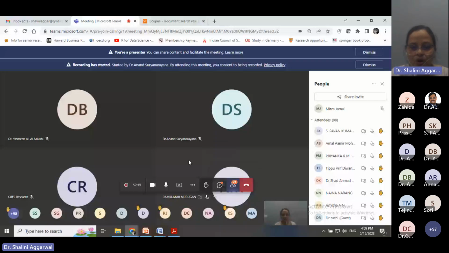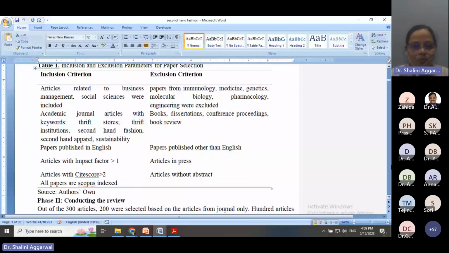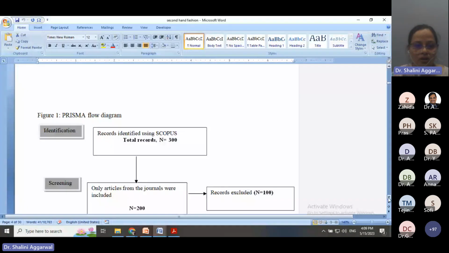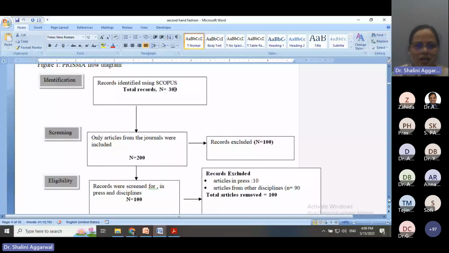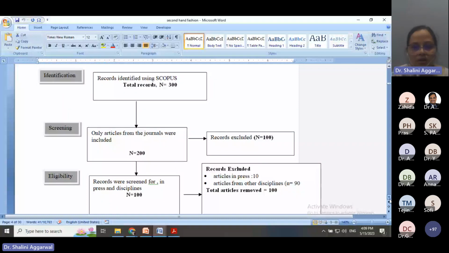Okay. So the next important aspect is the Prisma model. Look at this now. So first, how many records have we got? Around 600. So total records using Scopus is, let's say, 695. Only articles from the journals were included. You know that we have excluded something or included something, right? Excluded, let's say 100 articles we have excluded out of the 300. So how many are left? 200.